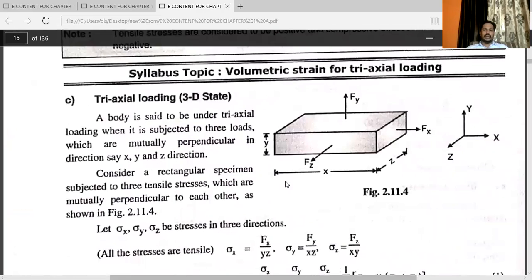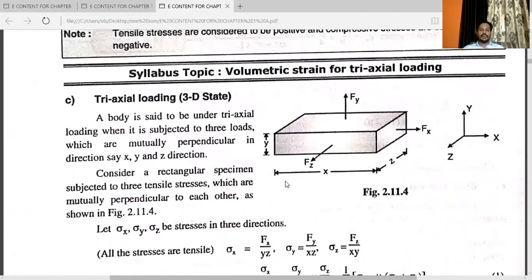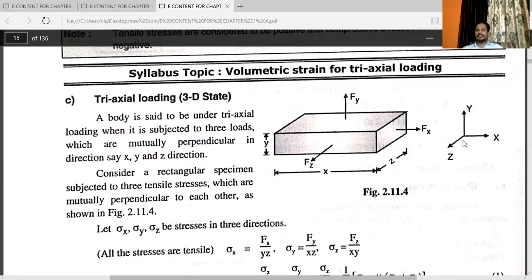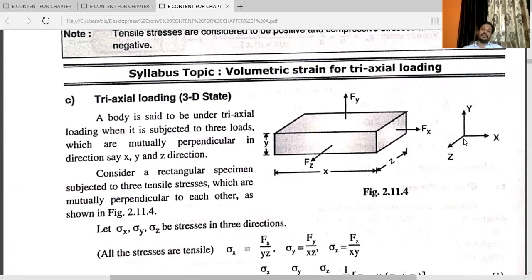Now, another point is volumetric strain for triaxial loading. You can see the dimensions: this is X, this is your Z, and this is a vertical Y. Here, Fx is given, Fy is given, and Fz is given. You can see here, this is your X axis, this one is your Y axis, and this one is your Z axis. The rectangular plate is shown in the diagram.